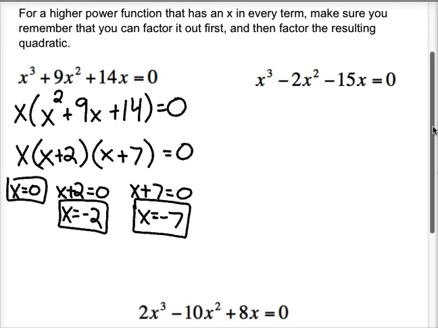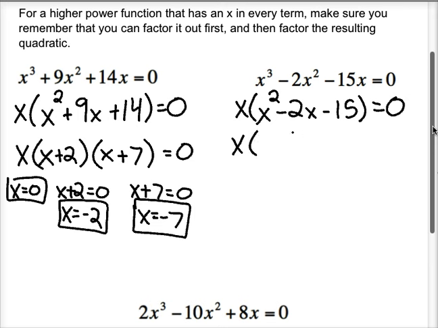So let's do another example to reinforce this. So again, I have an x cubed minus 2x squared minus 15x. So because every term has an x in it, I'm going to pull that x out, decreasing the x's of each term. So I pull that x out, and now I'm left with a quadratic that I can factor. X squared comes from x and x, multiplies to negative 15 while adding to negative 2. That's going to be a negative 5 and a positive 3.